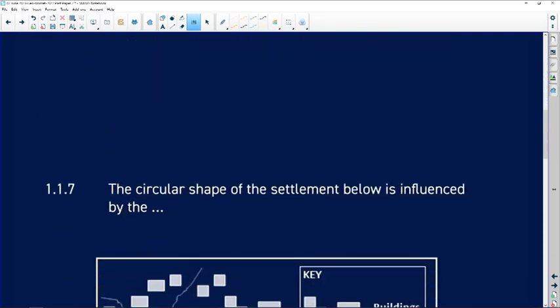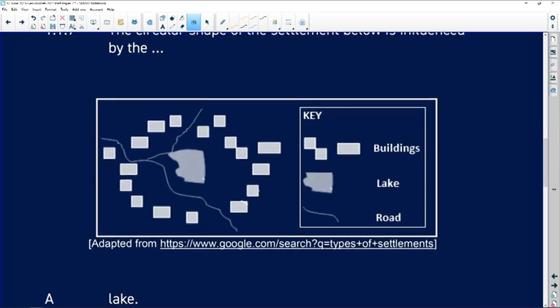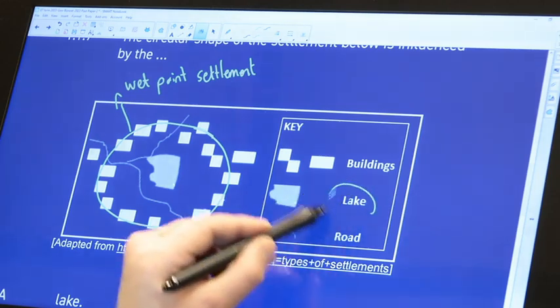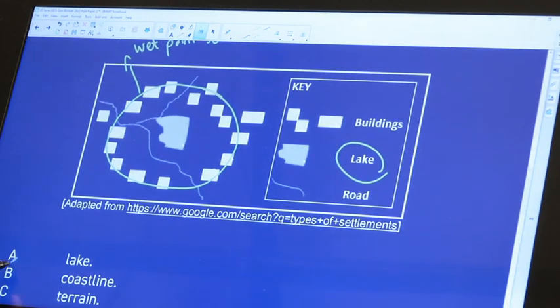If you look at question 1.1.7, the circular shape of the settlement below is influenced by, definitely, as you can see, the settlement is in a circular shape. Now let's just quickly revise. We can also call this a wet point settlement. Because water is scarce, the buildings are situated next to the water source, and that's the lake. So the correct answer for 1.1.7 will be A.